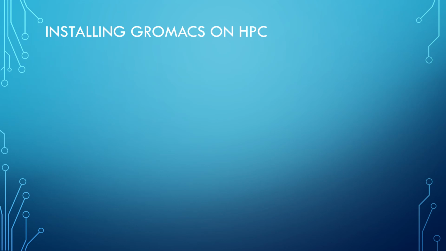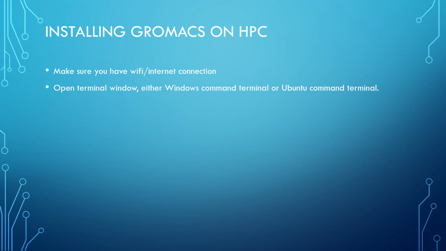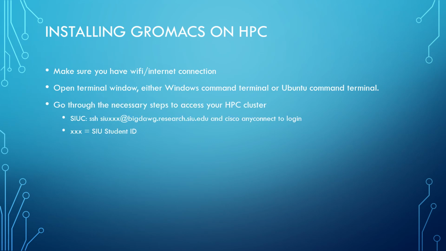So, installing GROMACS on HPC, we'll make sure you have Wi-Fi and an internet connection. Next, open a terminal window, either Windows Command Terminal or Ubuntu Command Terminal. Then go through the necessary steps to access your HPC cluster.